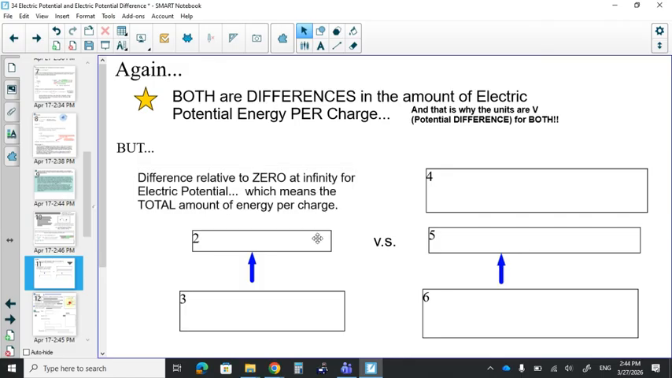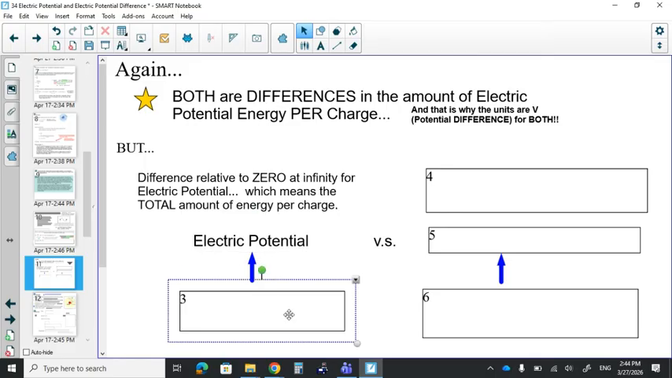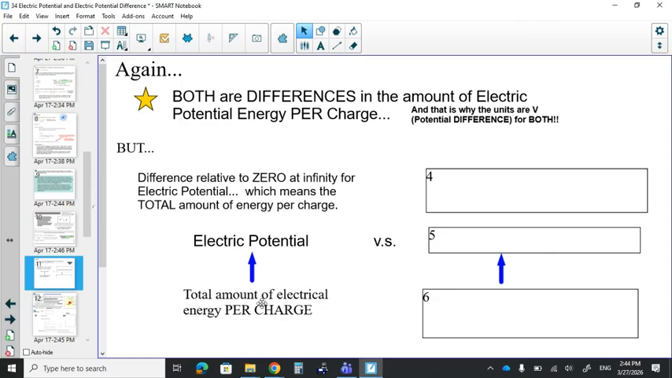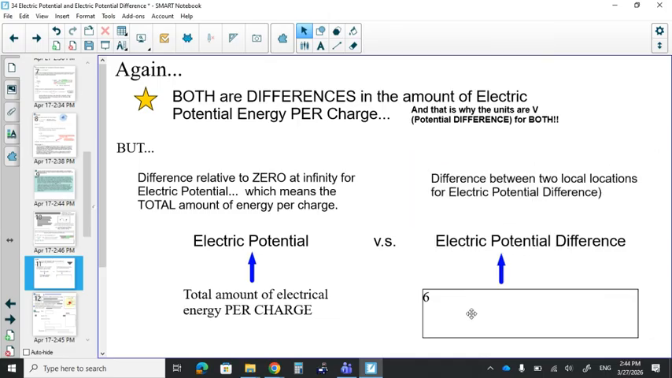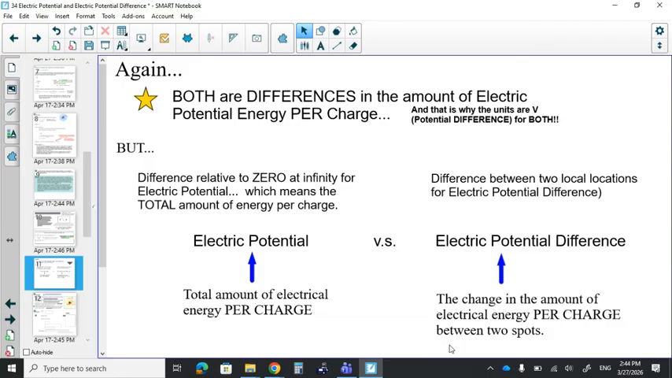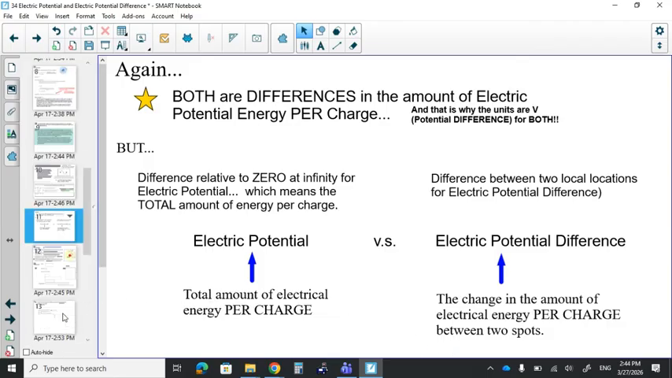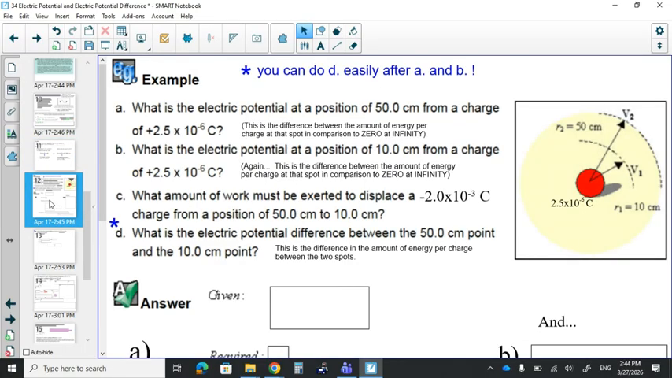And so here, a difference relative to zero at infinity for electric potential means the total amount of energy per charge. So you're talking about electric potential. This is your total. If you're comparing to infinity, that's your total amount of electric potential energy per charge, versus if you're just looking at between two locations, that would just be the change in electric potential energy per charge. Trying to clarify again, right?